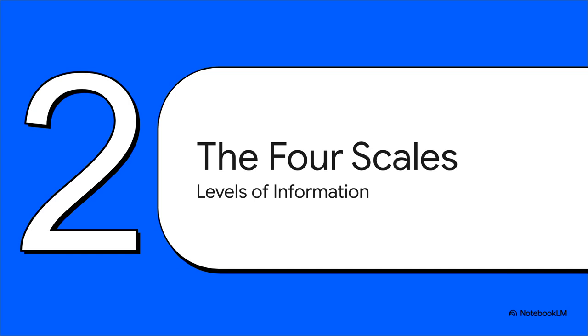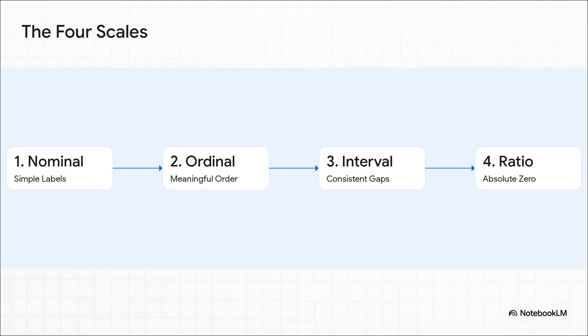Okay, but here's the thing. Not all measurements are created equal. Depending on what we're measuring, we get different levels of information. And that's where the four scales of measurement come in, with each one getting a little more powerful than the last. We start with the nominal scale, which is really just simple labels. Think hair color, blonde, brunette, redhead. Then we level up to ordinal, where the order actually means something, first, second, third place. Next up is the interval scale, where the gaps between the numbers are consistent and meaningful. And finally, we get to the big one, the ratio scale, the most powerful of all because it has a true absolute zero.